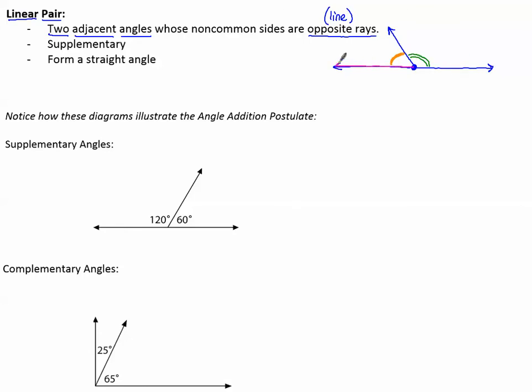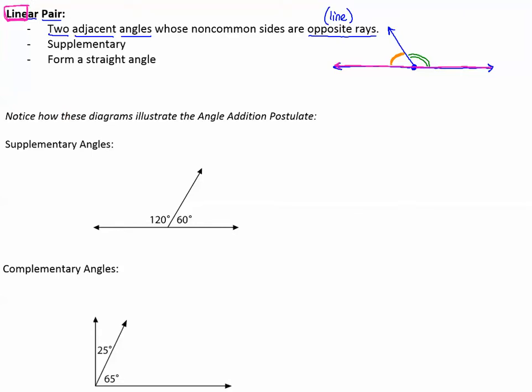This side doesn't touch the green angle. This side doesn't touch the orange angle. These two sides form opposite rays or a line. That's what a linear pair is. Notice in the word linear pair, we see the word line. So think of angles that make a line.